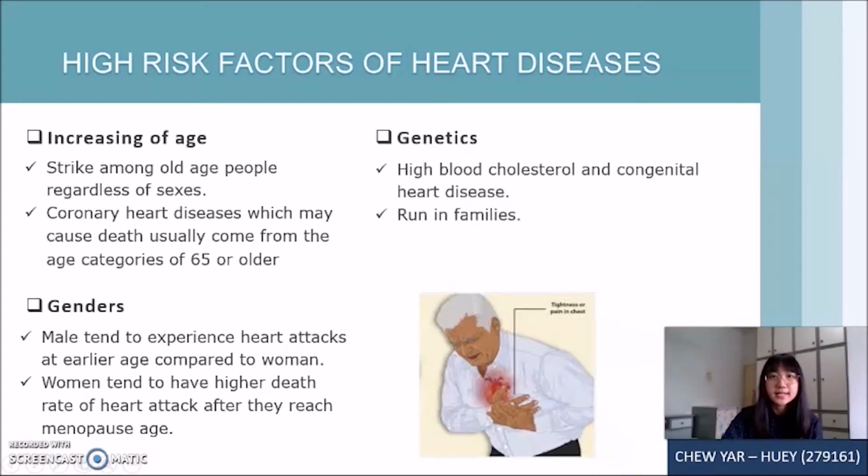Thirdly, in terms of genetics, high blood cholesterol and congenital heart diseases could run in families, where they pass from parents to children in the form of DNA of the egg and sperms.